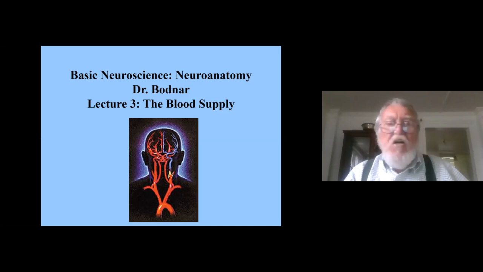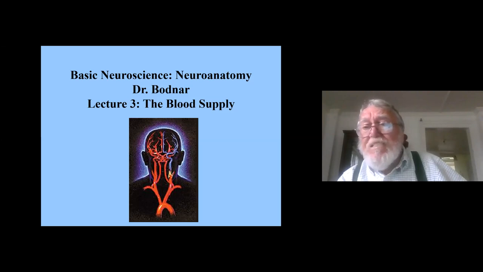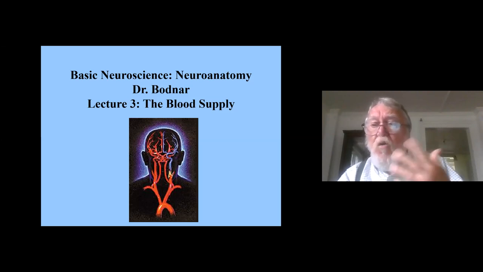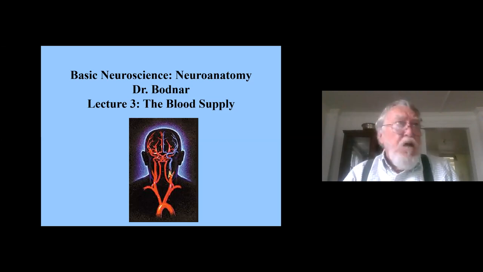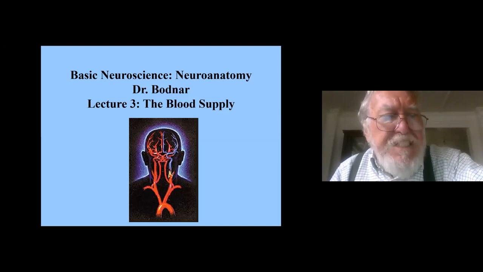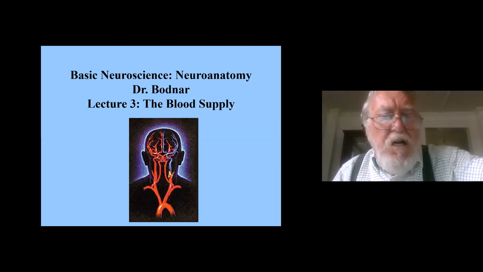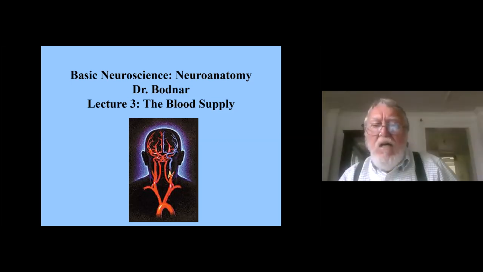And of course, if you go back to my very first slide, you realize how important the blood supply is to the brain, where 17 to 20% of glucose and oxygen that are produced, that are carried by arterial blood, goes directly to the brain.